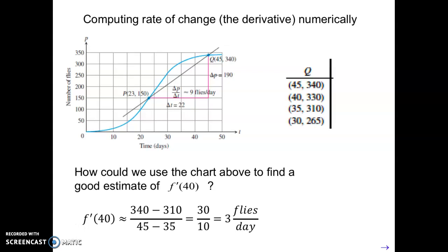This is MAT 221. We're in section 2.6 talking about the derivative at a point, and we're in video 2.